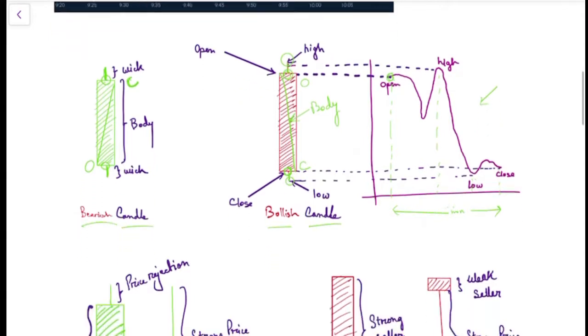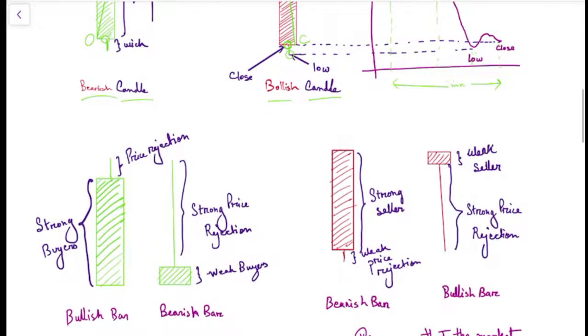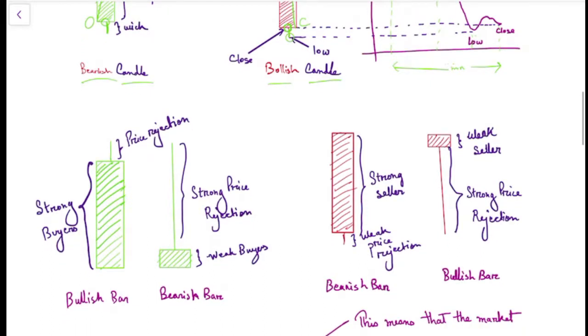All right, so yeah, now we'll understand the different types of candlesticks that can be formed in a market scenario. The first thing that we'll see is a big body and a small wick. In this candlestick, you can see there is a price rejection going on. This price rejection is very small, because the wick is small.